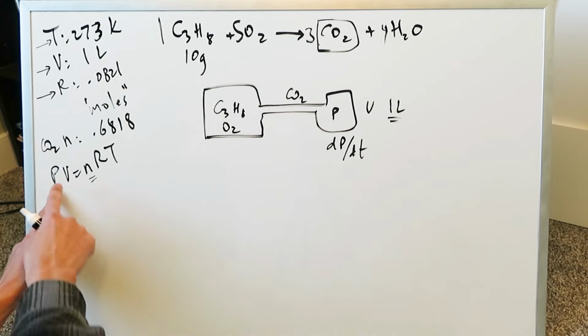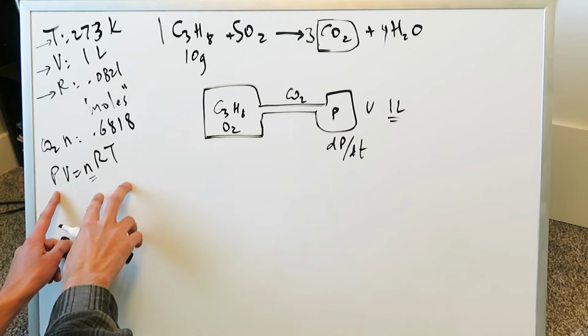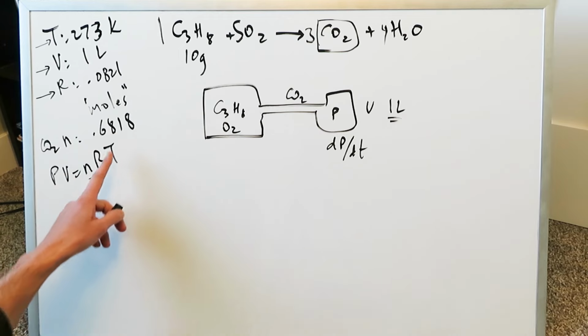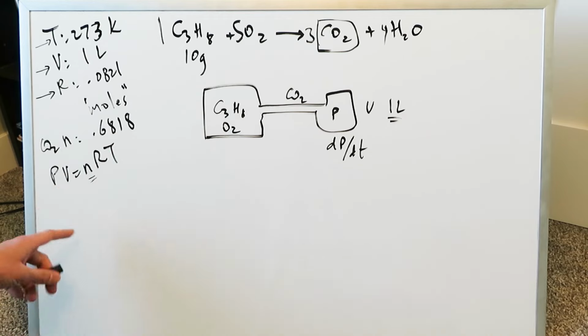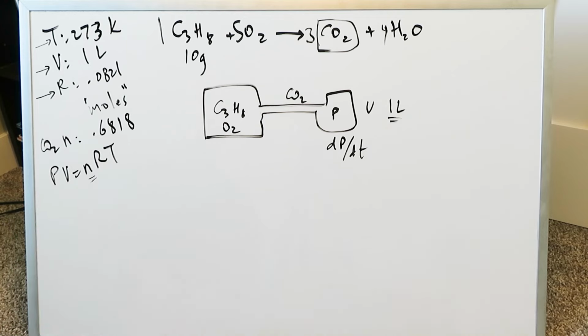When you're looking at this in terms of pressure, the n and the T, the moles and the temperature, are directly related. As the moles or the temperature goes up, your pressure will go up. As the moles and the temperature go down, your pressure will go down. Pressure and volume are inversely related. As one goes up, the other goes down. As one goes down, the other goes up.